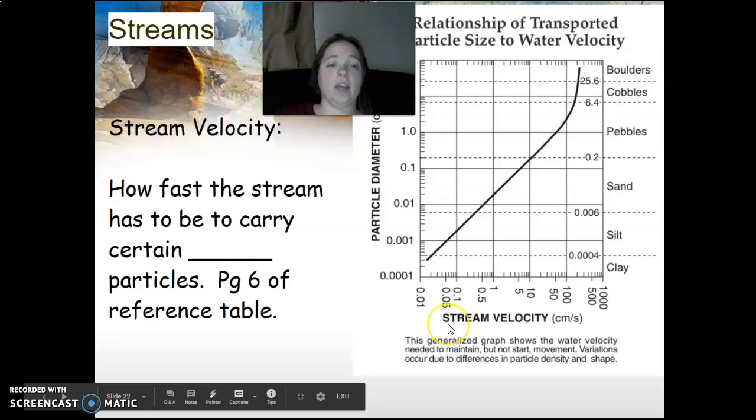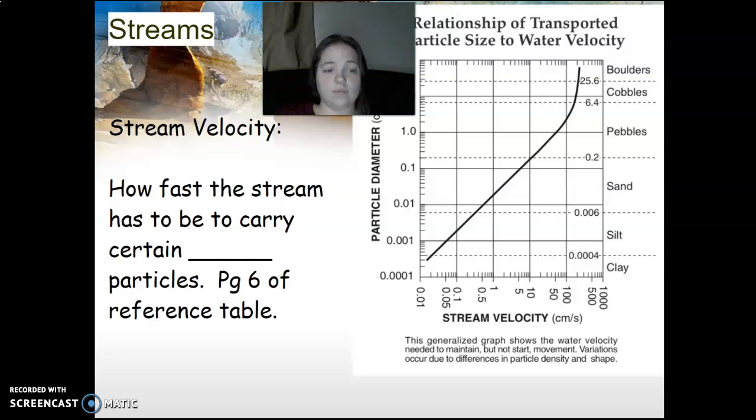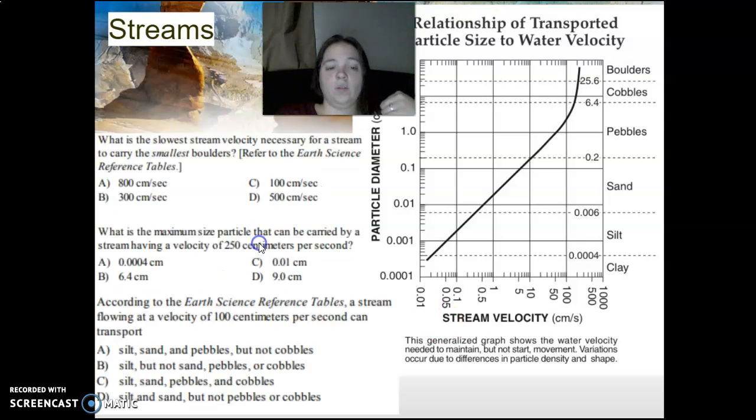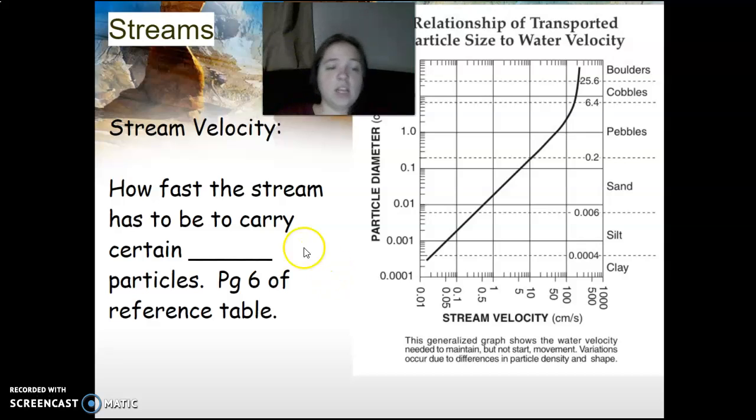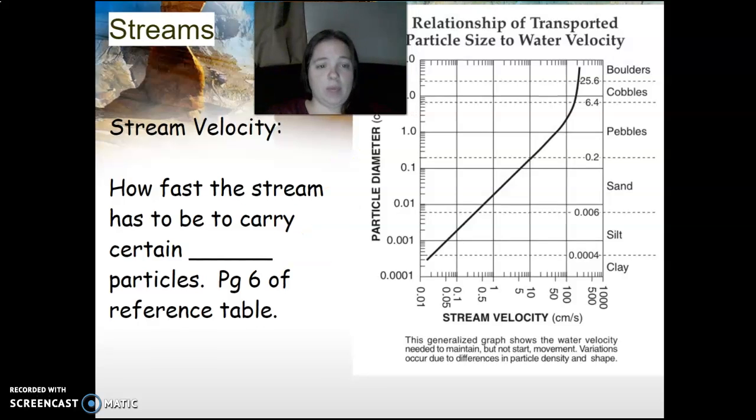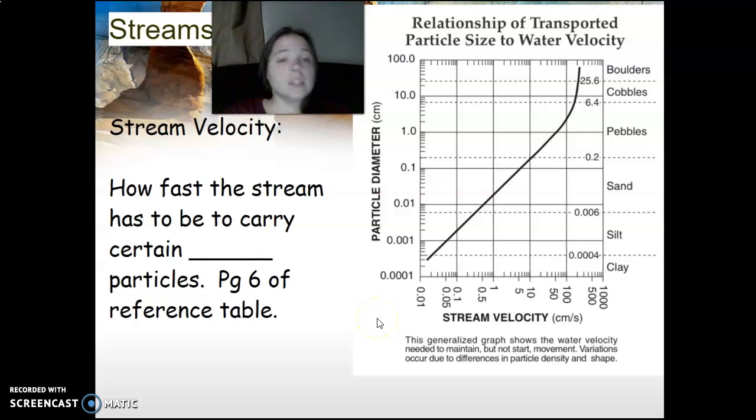And the last thing we're going to look at is stream velocity. This should say stream right here. I did not write on it, I apologize. It's how fast a stream has to be to carry certain size particles, and this is on page 6 of your reference table. So this should say certain size, S-I-Z-E, size.